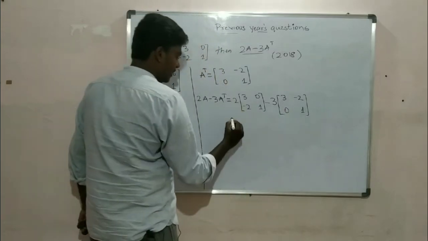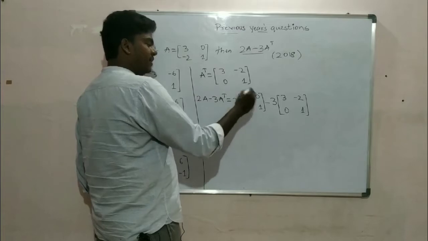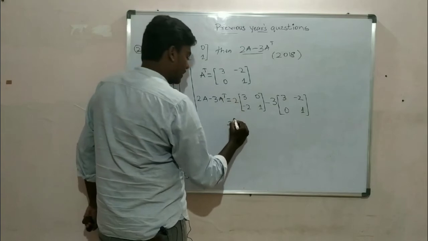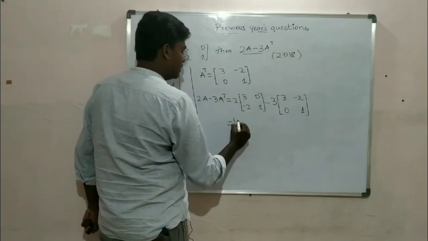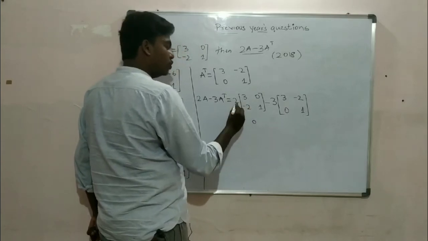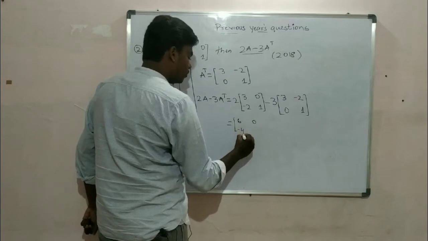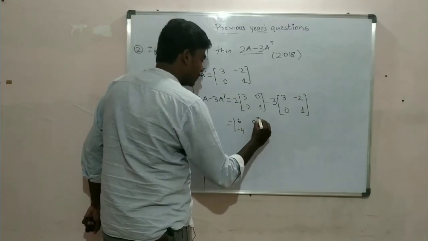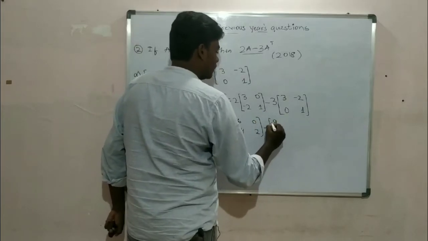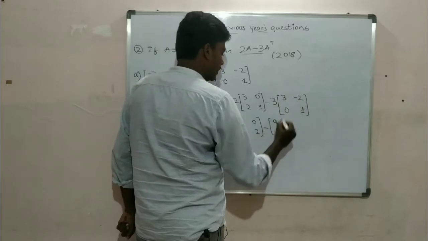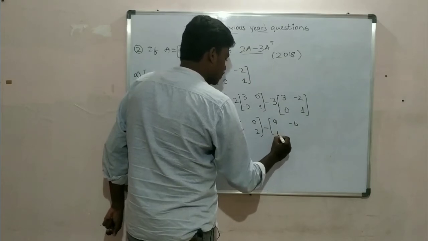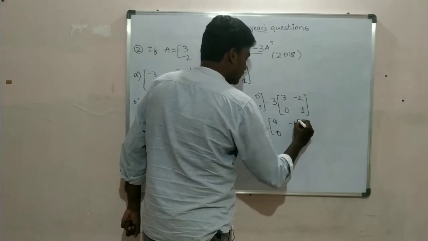Okay, now you have to multiply this one. Every individual element should be multiplied with this number. So multiplying it here, 2 3s are 6, 2 zeros are 0, 2 into minus 2 is minus 4, 2 into 1 is 2, 3 into 3 is 9, 3 into minus 2 is minus 6, 3 into 0 is 0, 3 into 1 is 3.